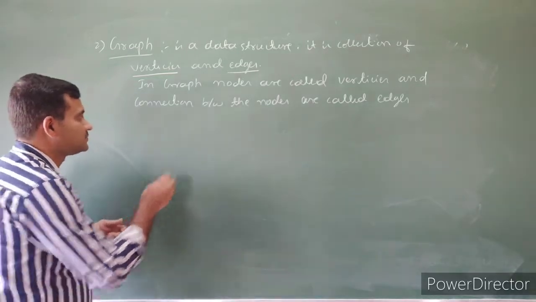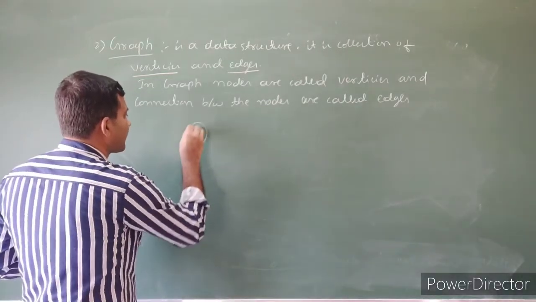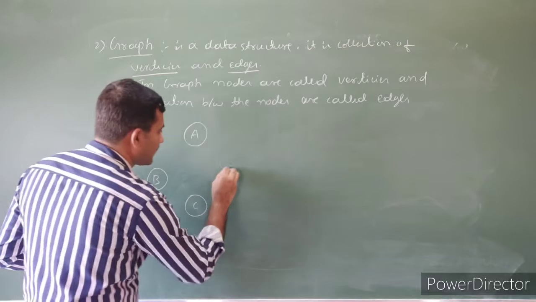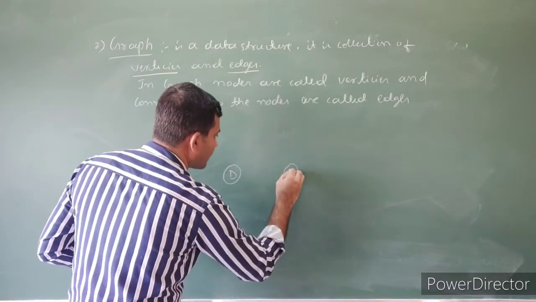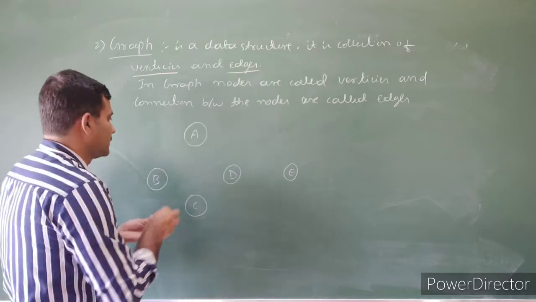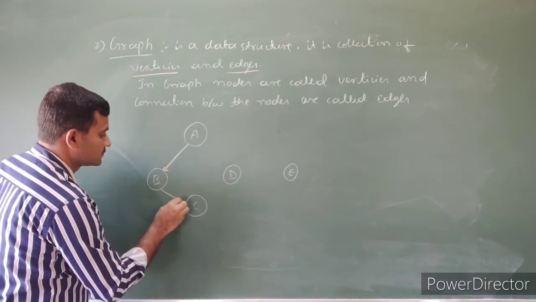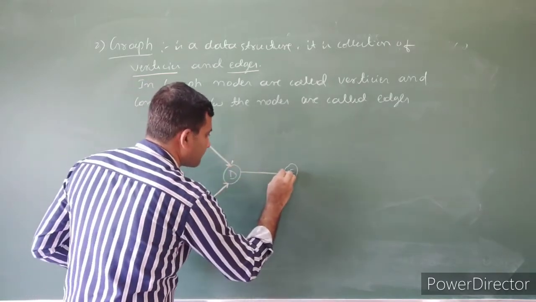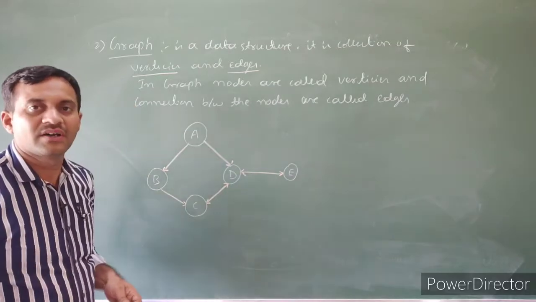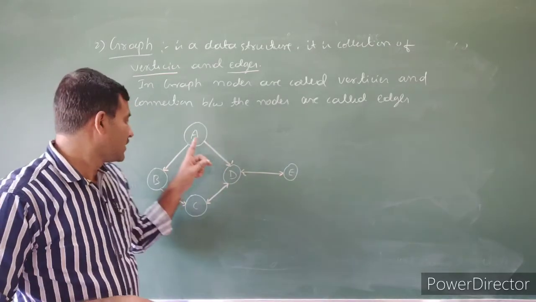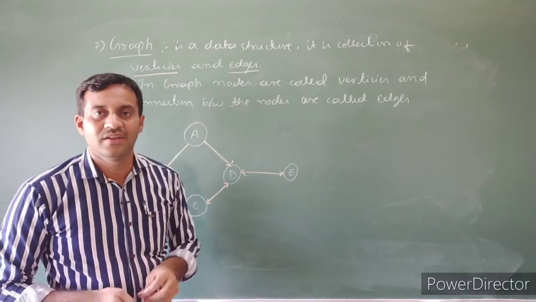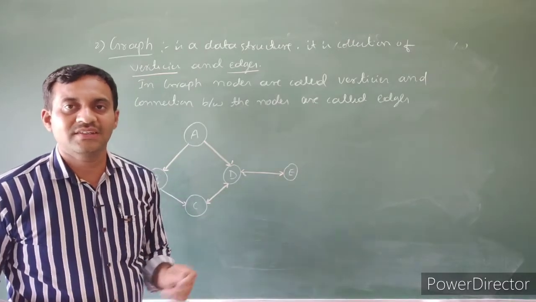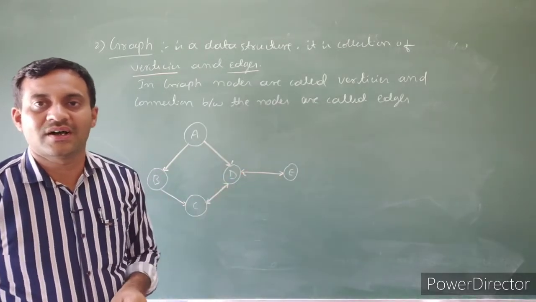See the diagram. This is an example of a graph. There are 5 nodes: A, B, C, D and E. Then there are 1, 2, 3, 4, 5 edges. 5 nodes, 5 edges.